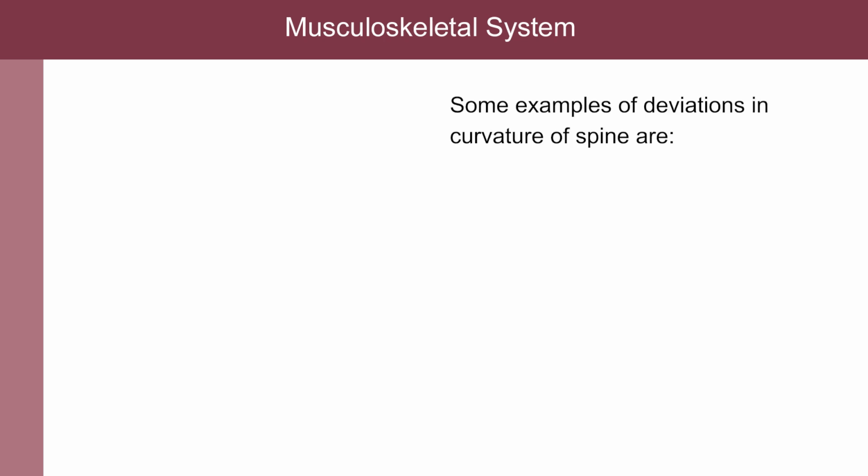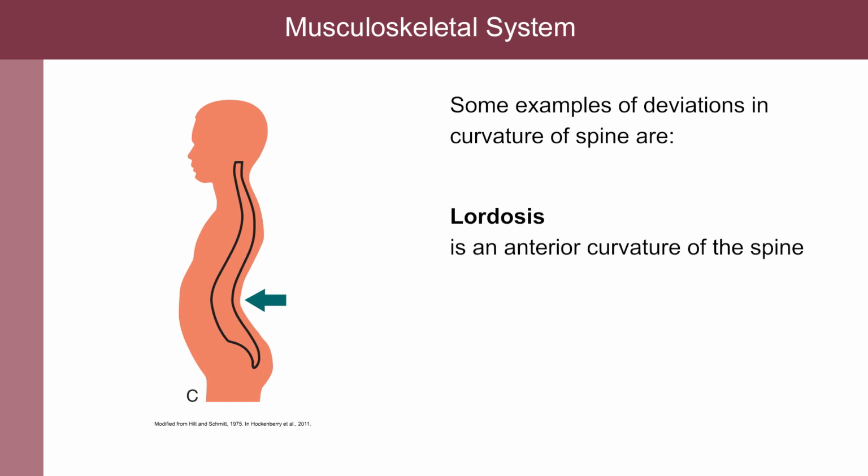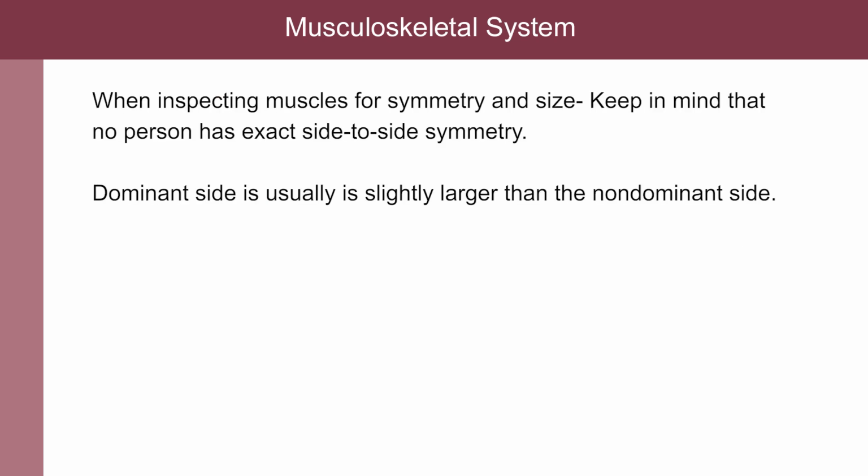Some examples of deviations in curvature of spine are: kyphosis is a posterior curvature of the thoracic spine. Lordosis is an anterior curvature of the spine. Scoliosis is the lateral curvature of the spine. When inspecting muscles for symmetry and size, keep in mind that no person has exact side-to-side symmetry. Dominant side is usually slightly larger than the non-dominant side.